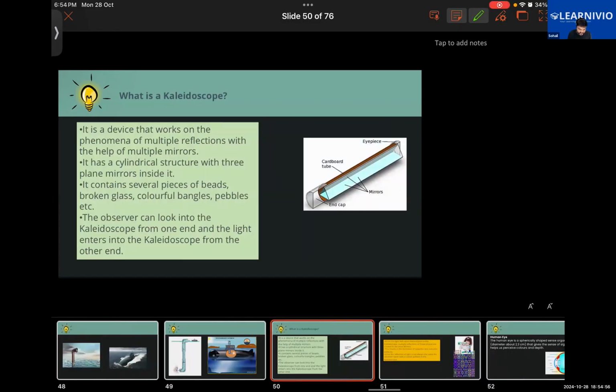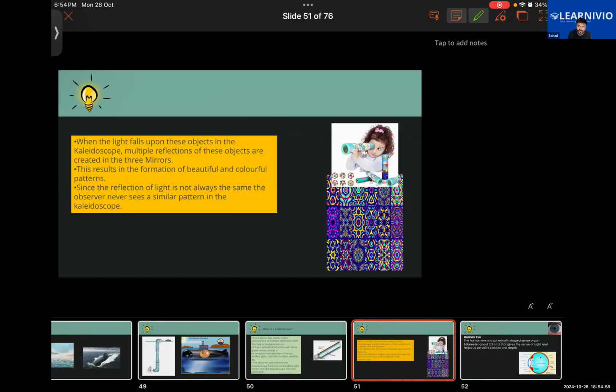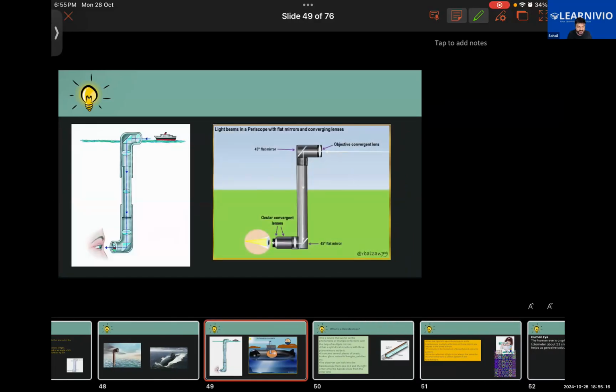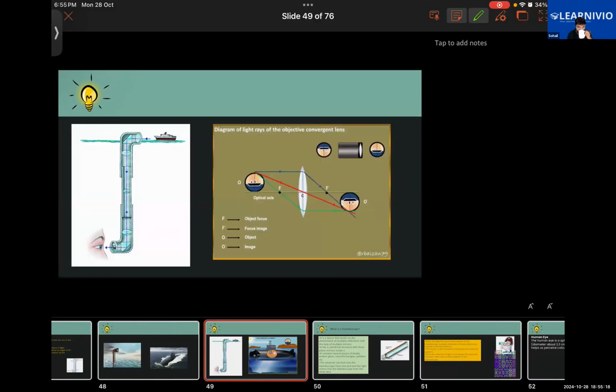Or as a child, I suppose you might have played with this. Anyone seen this thing? Yes, sir. Kaleidoscope, yeah. Also in school, it is given as a project work, an activity, to make this kaleidoscope. So there also multiple reflection is taking place in the kaleidoscope. In the periscope also multiple reflection takes place.